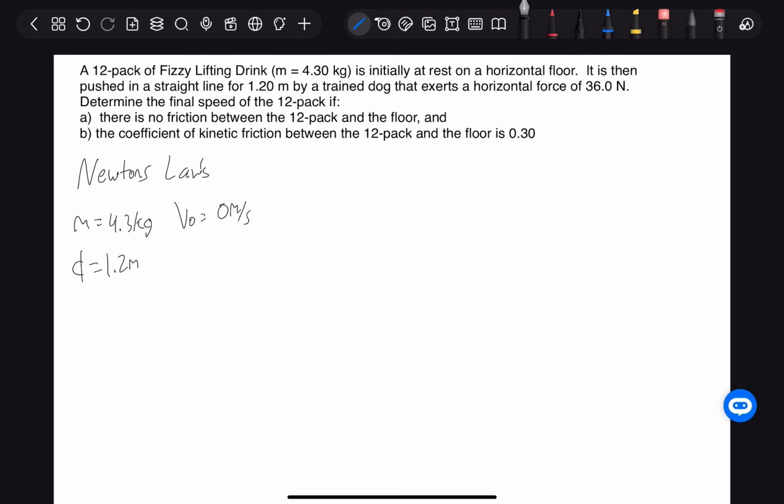And it's pushed by a trained dog that exerts a horizontal force of 36 newtons. So we'll call that an applied force of 36 newtons, and it's constant for that duration of 1.2 meters. So in part A, we're asked to find the final speed, given the assumption that there is no friction between the 12 pack and the floor. So we'll consider force of kinetic friction to be 0 newtons.